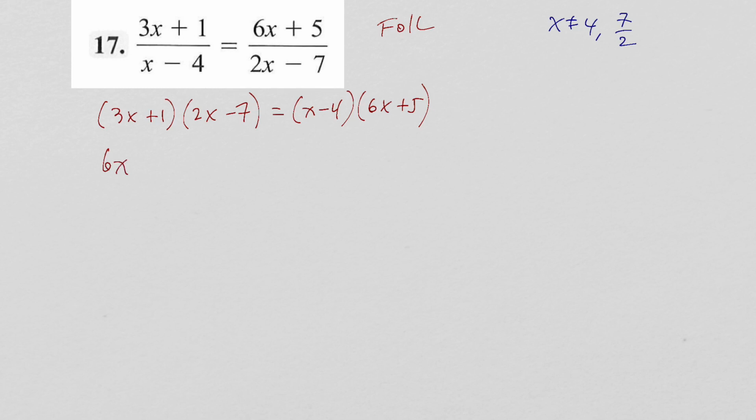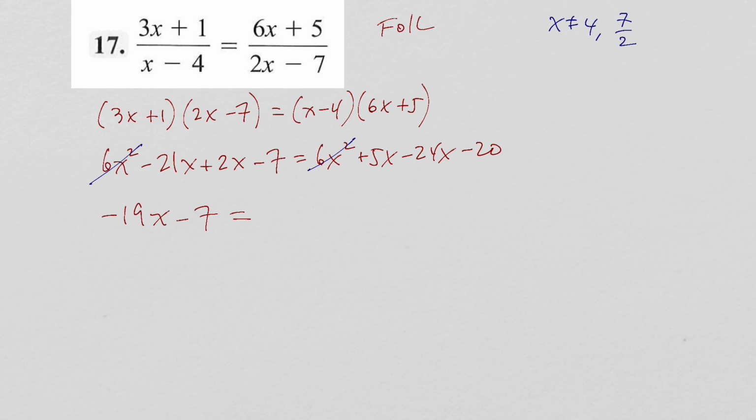Here I have 6x squared from the first, negative 21x from the outer, positive 2x from the inner, and negative 7 from the last. On the right I have 6x squared from the first, positive 5x from the outer, negative 24x from the inner, and negative 20 for the last. I'll subtract 6x squared from each side, so those go away. And I'm left with negative 21 plus 2 is a negative 19x minus 7. On the right, 5 minus 24 is a negative 19x minus 20.